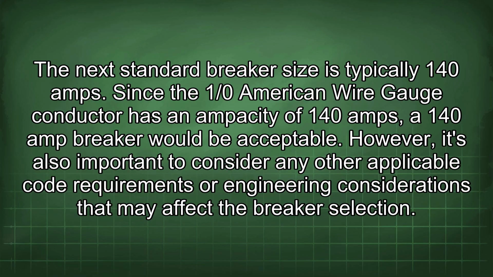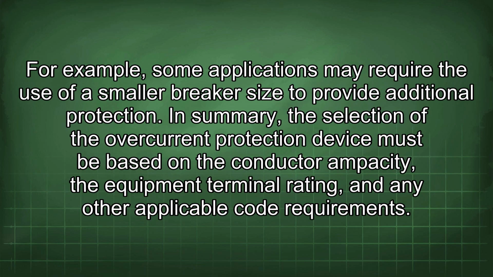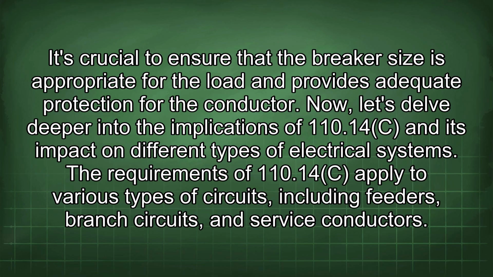However, it's also important to consider any other applicable code requirements or engineering considerations that may affect the breaker selection. For example, some applications may require the use of a smaller breaker size to provide additional protection. In summary, the selection of the overcurrent protection device must be based on the conductor ampacity, the equipment terminal rating, and any other applicable code requirements. It's crucial to ensure that the breaker size is appropriate for the load and provides adequate protection for the conductor.